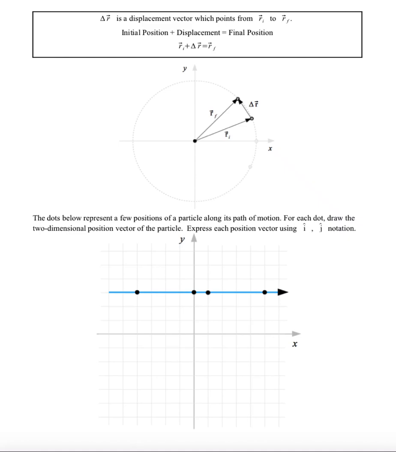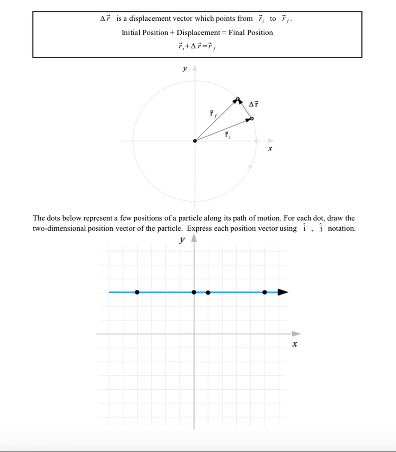We want to expand our understanding of one-dimensional motion and use the same concepts that we used there to describe two-dimensional motion. In the past, we said that delta x was a displacement vector which would point from xi to xf. Now we're going to do the same idea in two dimensions, but delta r will be the letters we use. And delta r is a displacement vector which points from ri to rf.